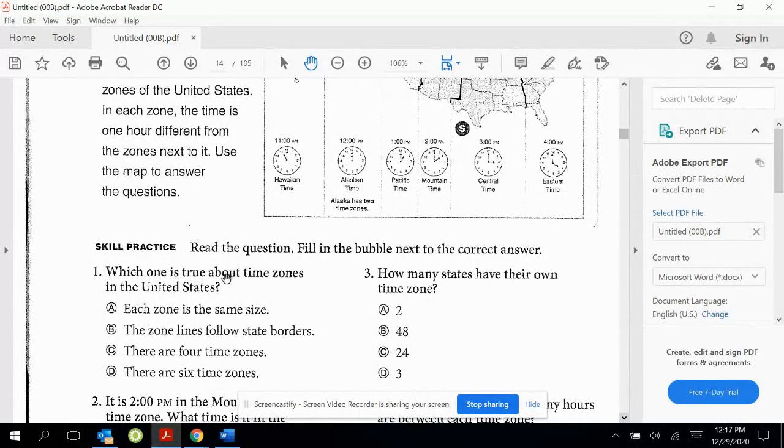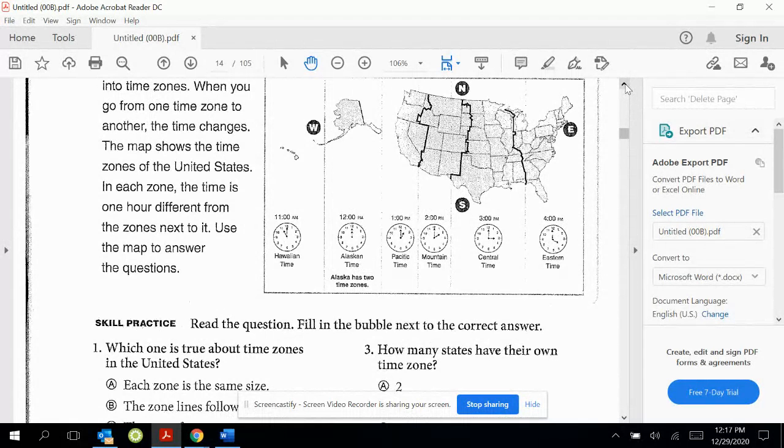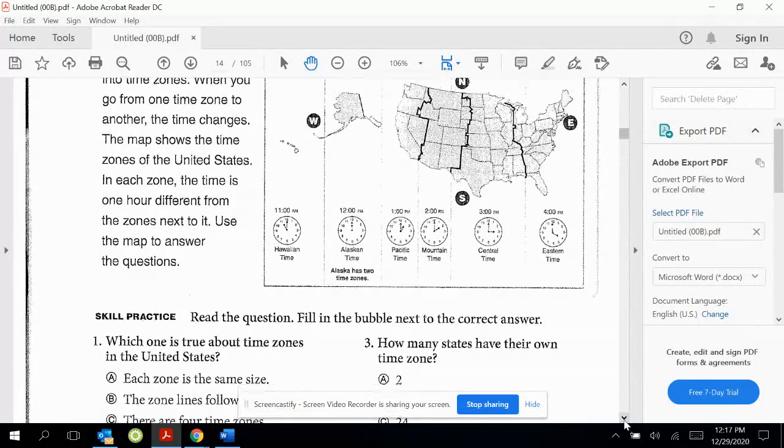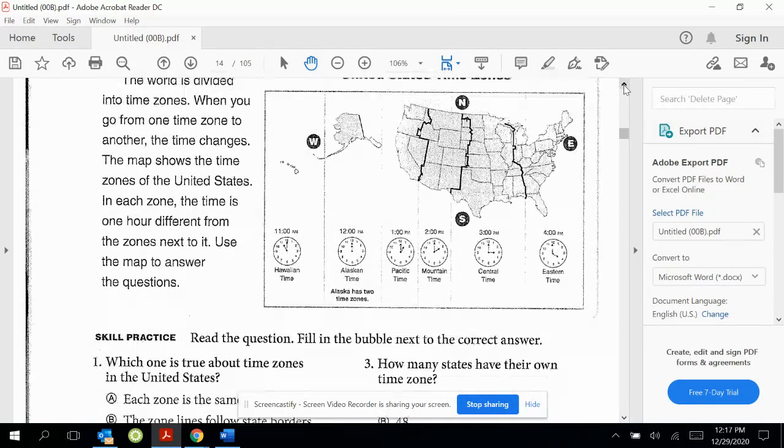Which is true about time zones in the United States? Each zone is the same size. Let's look back and see. I don't know that it tells us anywhere. Maybe if we look at the picture. The zone lines follow state borders. Well, let's look at the states.